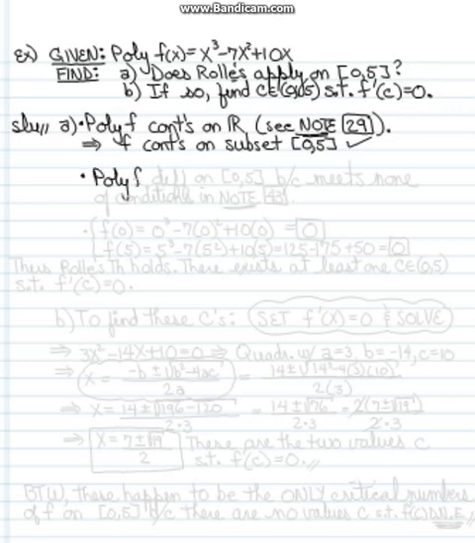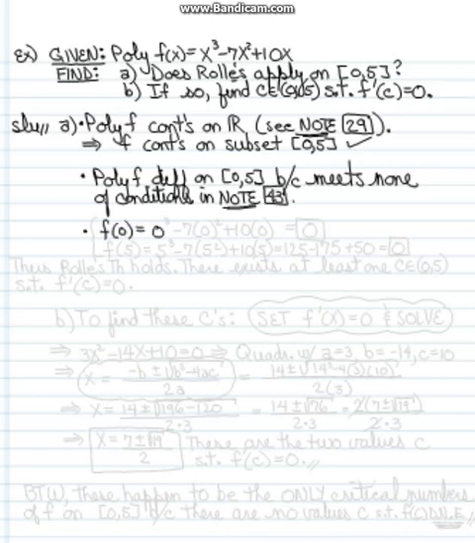Next, polynomial f is going to be differentiable on the open interval from 0 to 5. It says closed, but it should say open, because it meets none of those conditions from our note number 43 where we listed the conditions for non-differentiability. Go back and check that out.